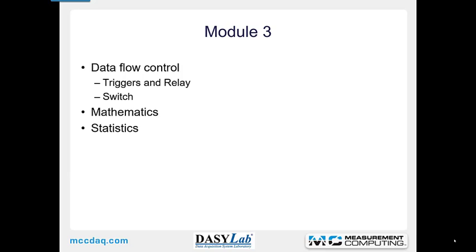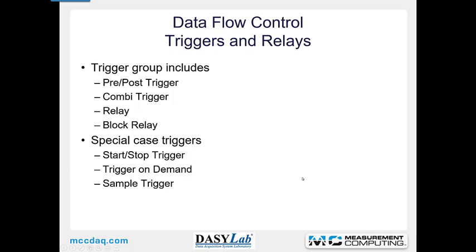We'll also do an example with some of the different mathematics functions and look at statistics and how statistics are different from mathematics in DASYLab. The trigger group includes the pre-post trigger, the combi trigger, the relay module, and the block relay module. The block relay is new in DASYLab 2020. We also have 3 special case triggers: a start-stop trigger, a trigger on demand, and a sample trigger module.